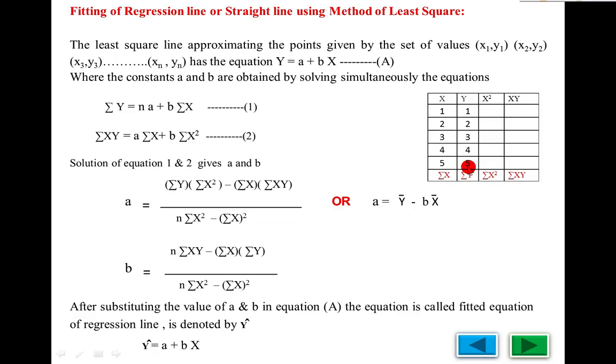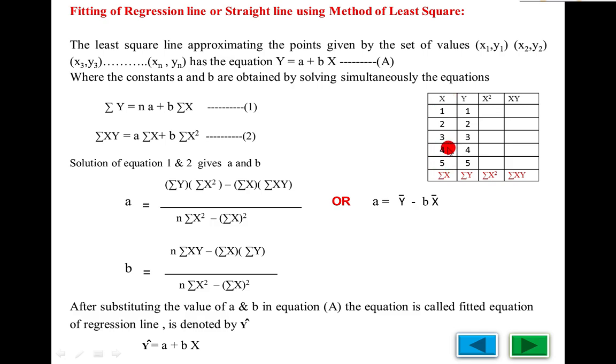Add all these values, you will obtain summation y. Same as before, first calculate individual x square, and then add all these values, you will obtain summation x square. Multiply x by y individually, and then add all values, you will obtain summation xy. So after calculating the sum of all the required terms, substitute here summation y, summation x square, summation x, summation xy, divided by n, the number of observations, paired observations.